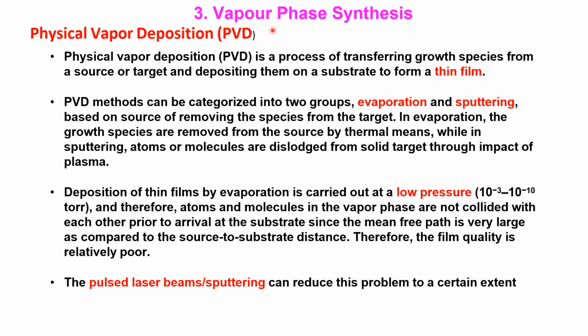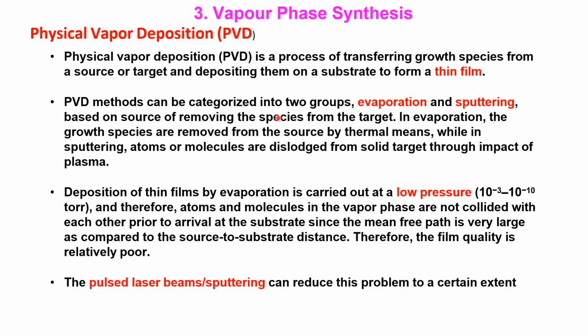So this is how we can do the gas phase synthesis. And now the third one is vapor phase synthesis, and in this case there are two kinds of vapor phase synthesis. One is physical vapor deposition, PVD, and another one we will discuss later, that is CVD, chemical vapor deposition. It is a process of transferring the growth species from a source or target and depositing it on the substrate in the form of a thin film.